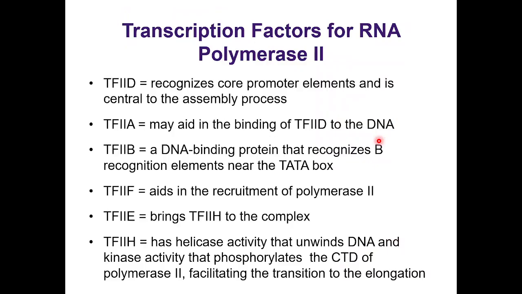Your TF2E, this is going to be what brings the TF2H to the complex. TF2H, this has helicase activity. This is going to be what unwinds your DNA. And it has kinase activity that's going to phosphorylate the CTD of the polymerase 2. This will facilitate the transition to the elongation.